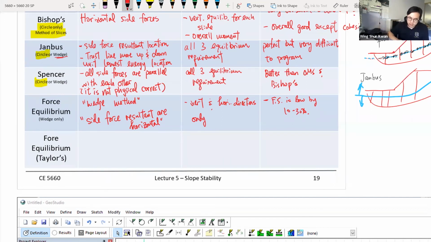There's another method, the wedge method, and Taylor also came up with another approach.